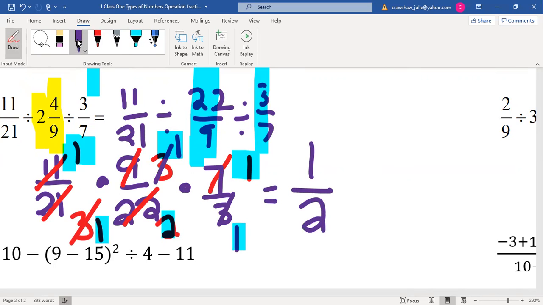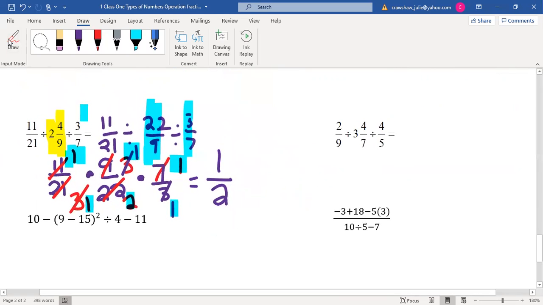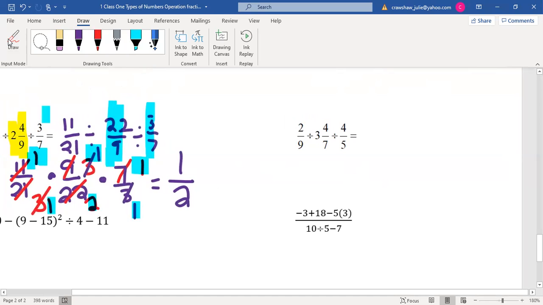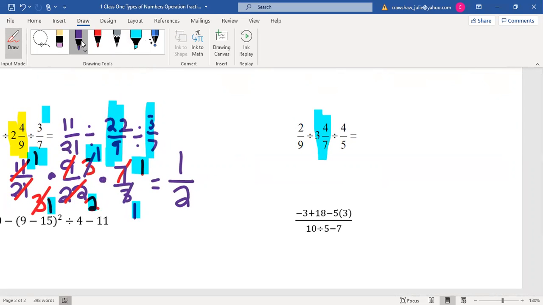All of this reduces down to 1/2. I multiply it all out. Again, on my other division problem, the first thing I have to do is change this mixed number to an improper fraction.